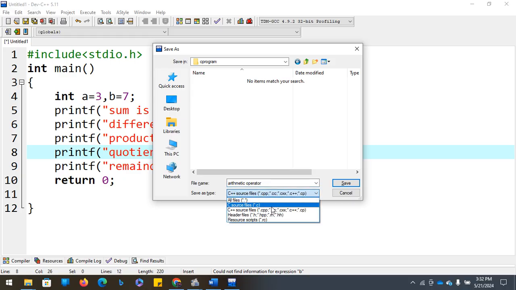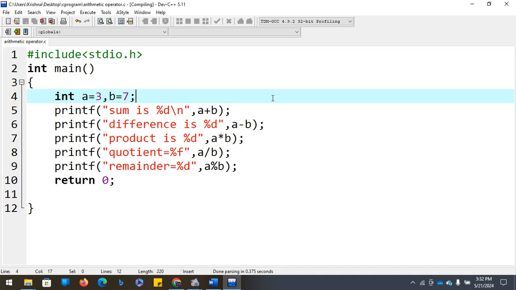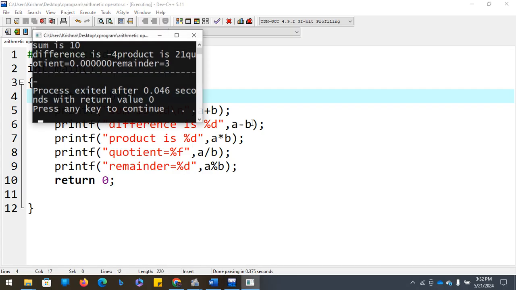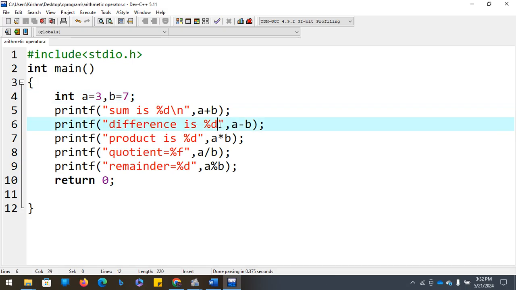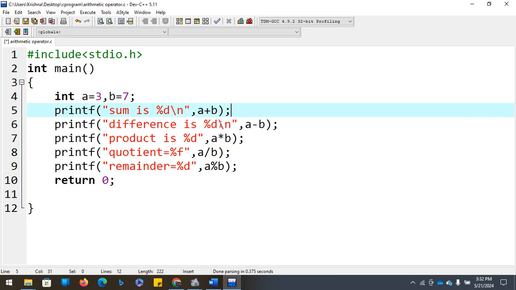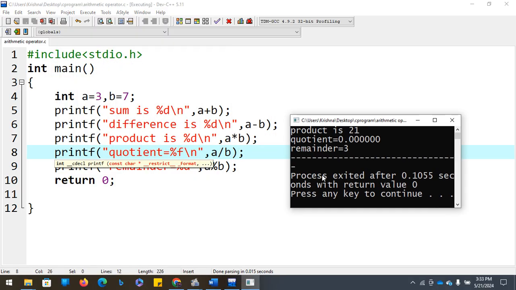Let's run it. Here all the outputs are in the same line, so let's put here slash n. It would be better to print them in different lines. Okay, let's rerun the program. So here is the output.